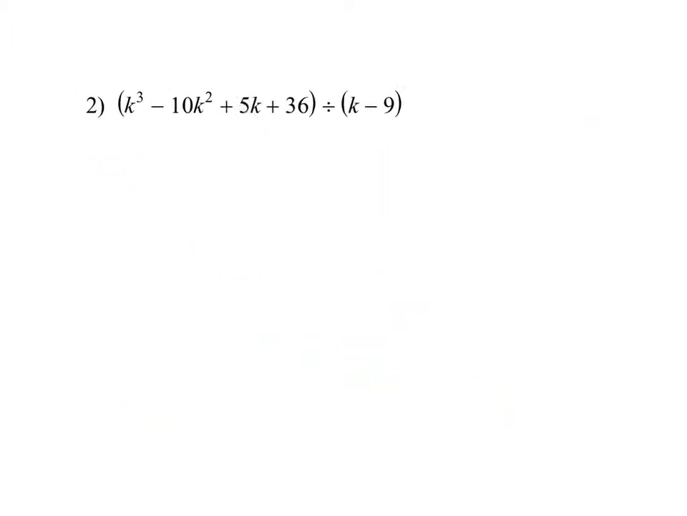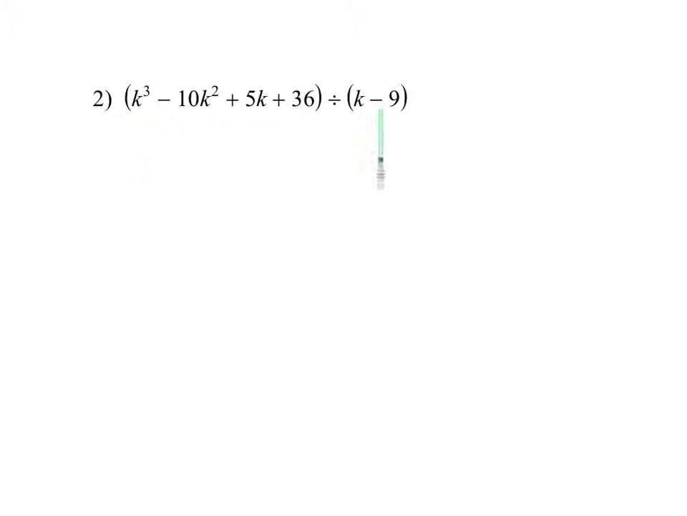So the next one. Here, first of all, something very important to check is that both my dividend and my divisor are in standard form. As you can see, that one is in standard form because I start with the cubic, quadratic, linear, and constant term, the same over here. So k minus 9, and I'm going to go k cubed minus 10k squared plus 5k plus 36.